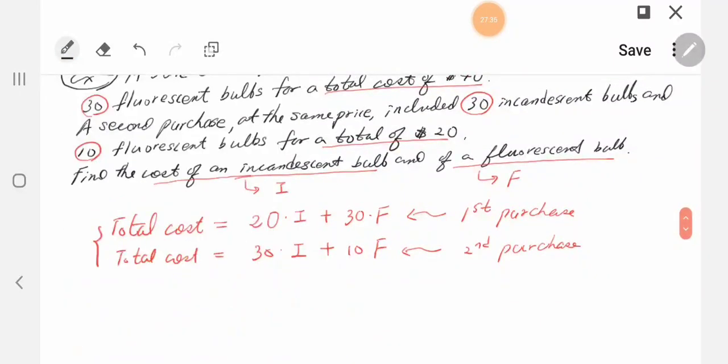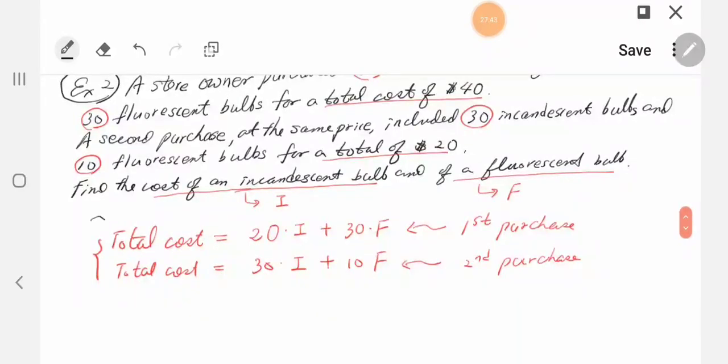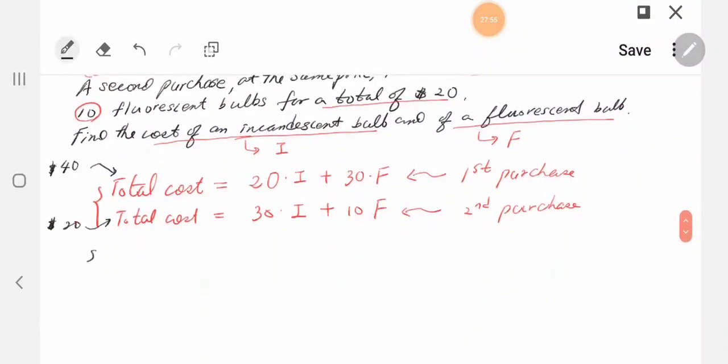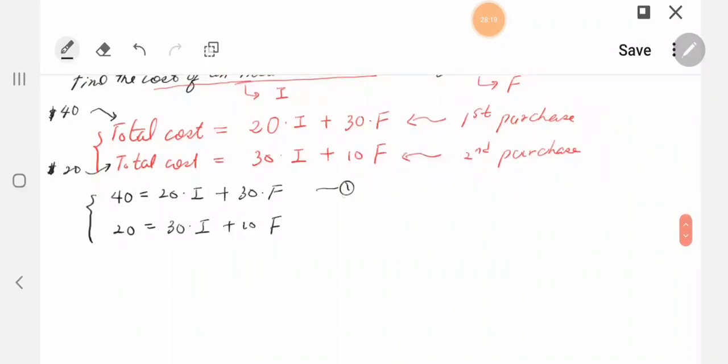So let's write the total cost for the first purchase. That is $40, right? And the second purchase, he spent $20, right? Okay, so let's rewrite the equation. From the first purchase, the total cost was $40, and he bought 20 incandescent and 30 fluorescent. From the second purchase, he spent $20 by purchasing 30 incandescent and 10 fluorescent. So from these two equations, let's solve for I and F.